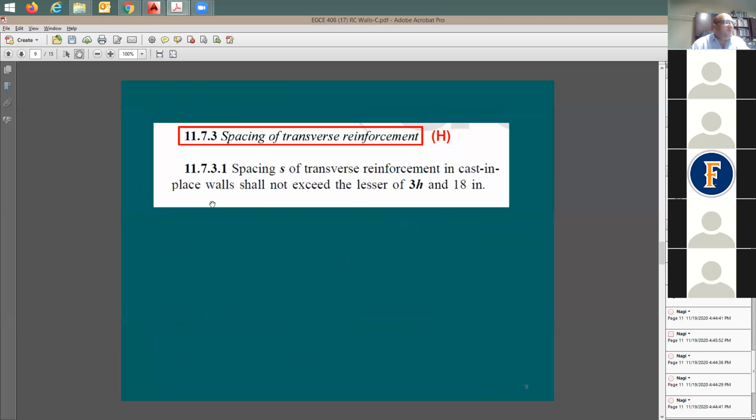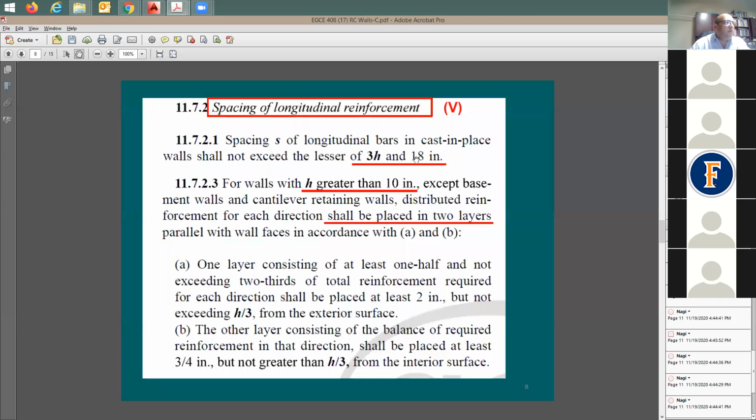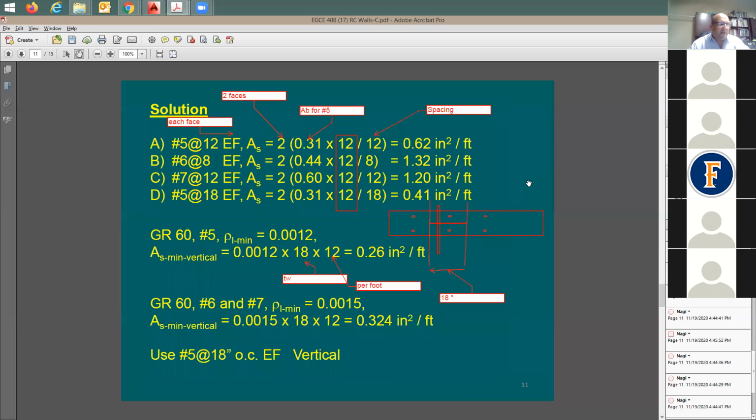This satisfies also the spacing requirement. Look at the spacing requirement, 18-inch or 3 times the wall thickness. 18-inch times 3 is going to be too much, so I don't really care about this. I know that 18-inch is going to be controlling the spacing in my design. So I'm going to say in this case, answer D is going to be okay. Number 5 at 18-inch is going to be good. I don't see here a problem with this for the vertical reinforcement.